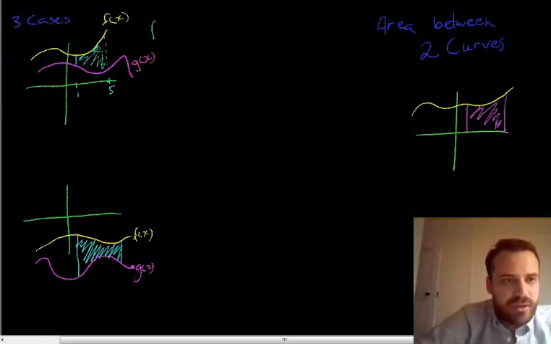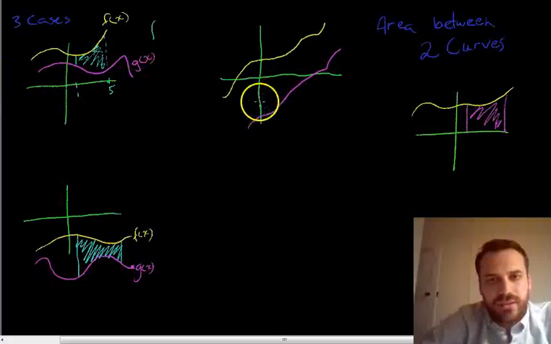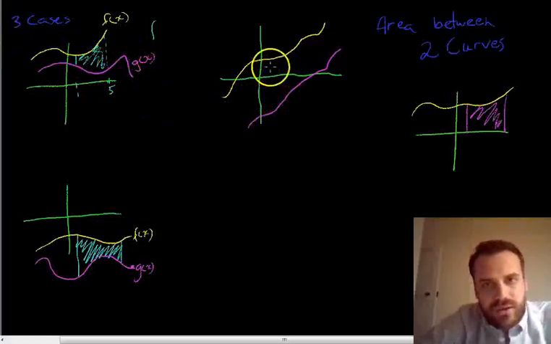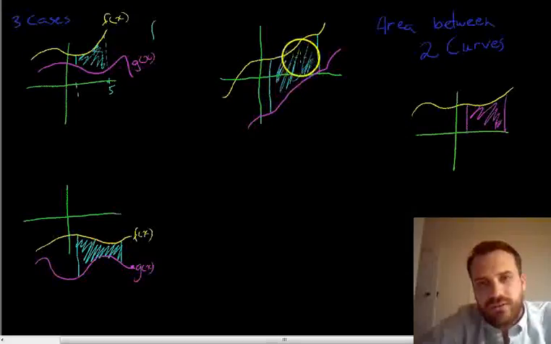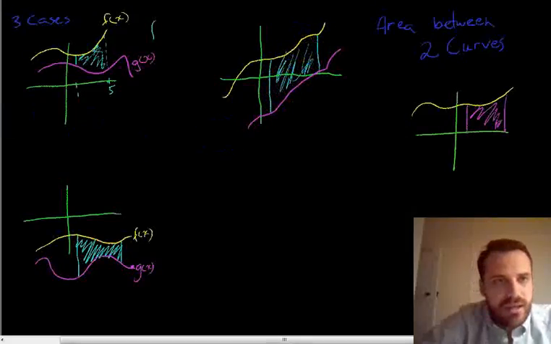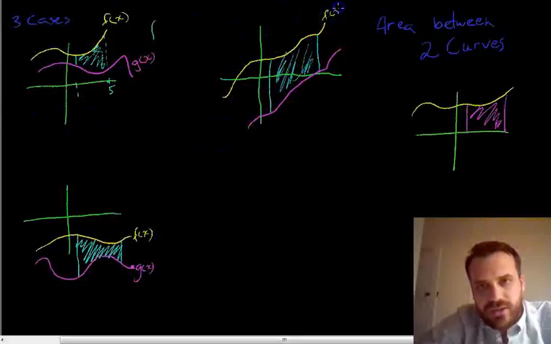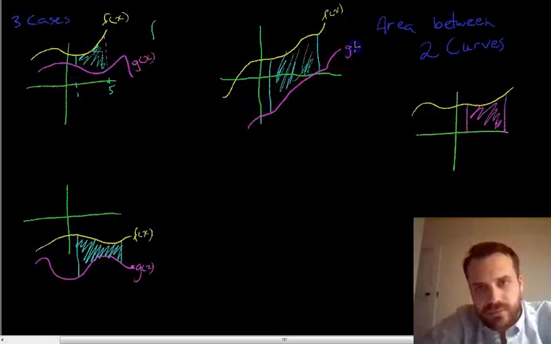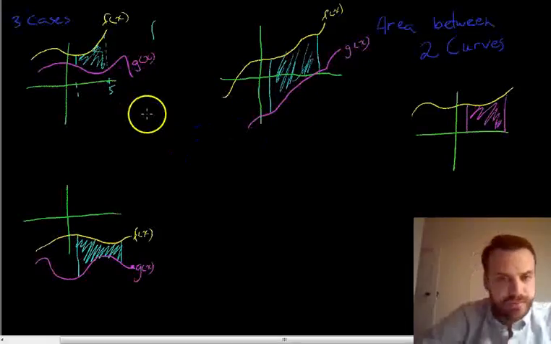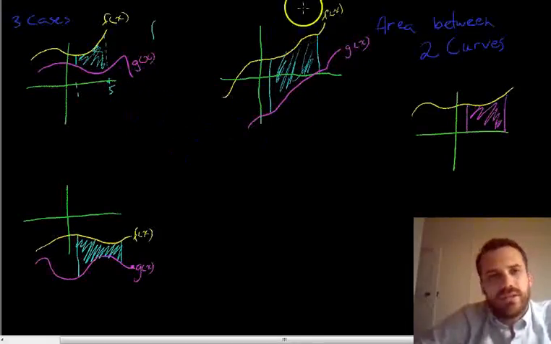Finally, there's a third case you might run into, this one here. In this case, let's say you were asked to find the area between here and here. You can see that part of the area falls below the x-axis, and part of that area falls above the x-axis. Again, I'm going to call that f of x and g of x. Really cool thing happens here.